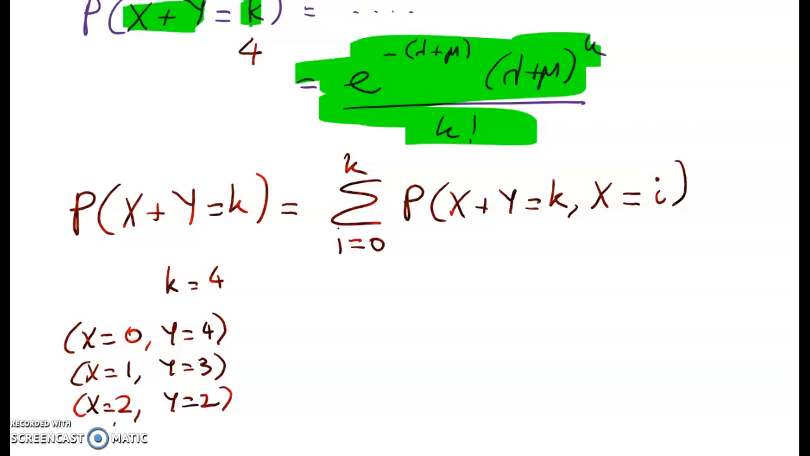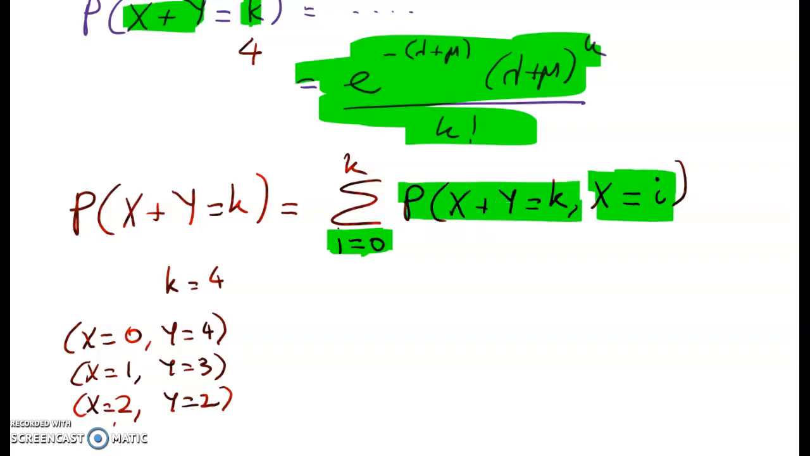So that's what this notation here is doing. It's saying let's slowly click over. Imagine this is your clicker, and you're starting with X equals 0. So you're saying, well, if X is equal to 0, what's the probability that the two things add up to k? And we keep going until we get up to k. So we can write that out like this.